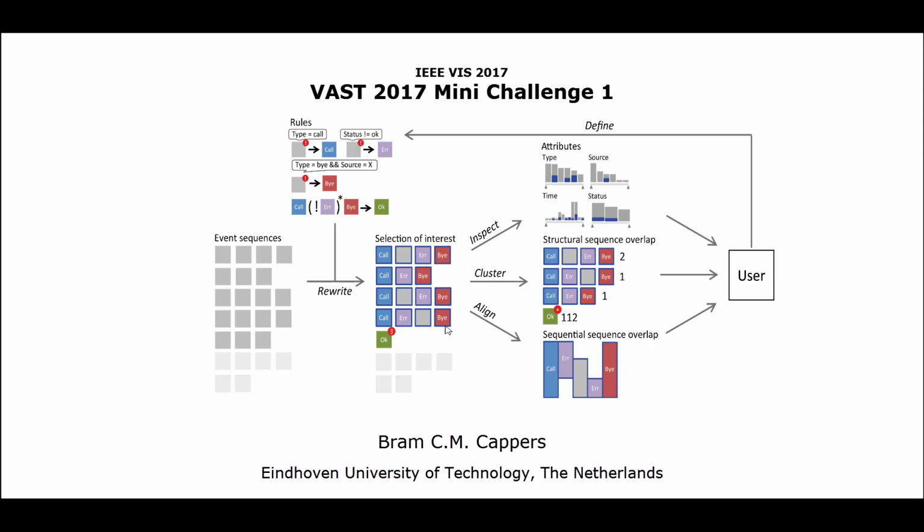In this video, we present a demonstration of a new system called EventPad on the VAST Mini Challenge 1 dataset. The system enables users to analyze multivariate event sequences through selections, rules, and aggregations. No pre-processing of the data was necessary and could directly be loaded in the system.